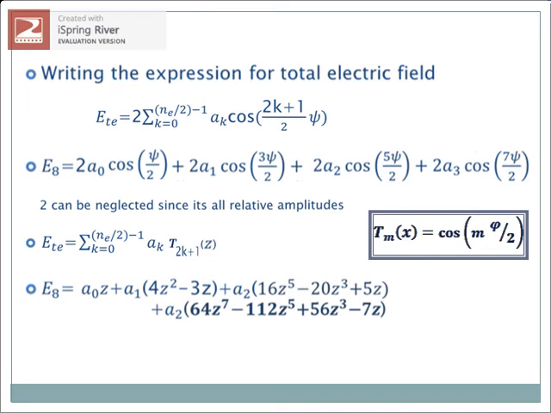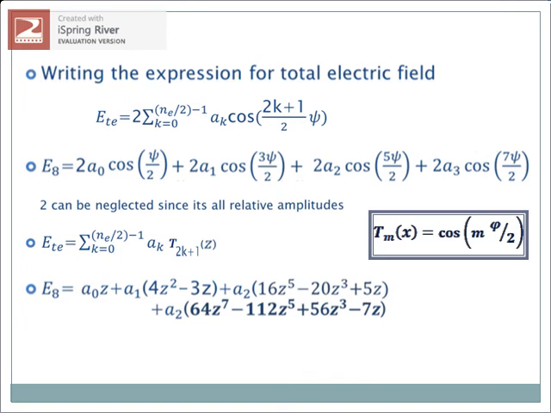Here the total number of elements is 8, so you can get the expression for E8 as 2a0 cos(ψ/2) plus 2a1 cos(3ψ/2) plus 2a2 cos(5ψ/2) plus 2a3 cos(7ψ/2). I already said that we can neglect the term 2 because we consider the relative amplitude, and the Tchebyscheff polynomial Tm(x) equals cos(mψ/2). Using that expression you can find E8 as a0 times z, because cos(ψ/2) is T1 of z. Then 2a1 times cos(3ψ/2).